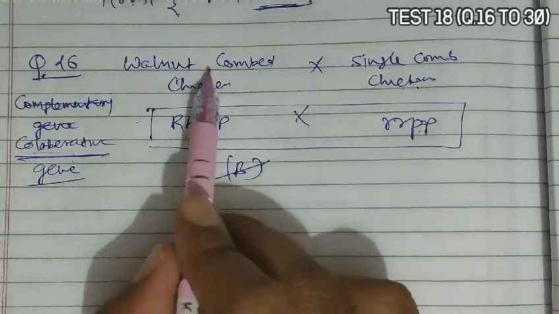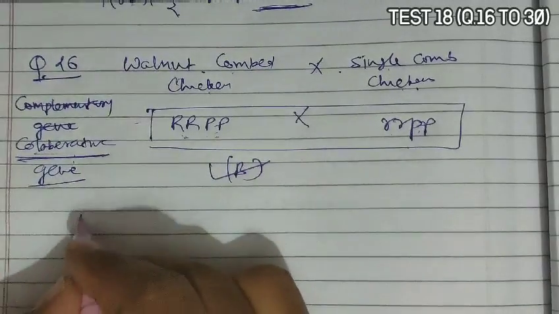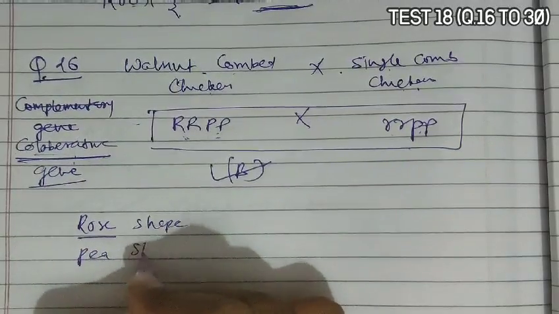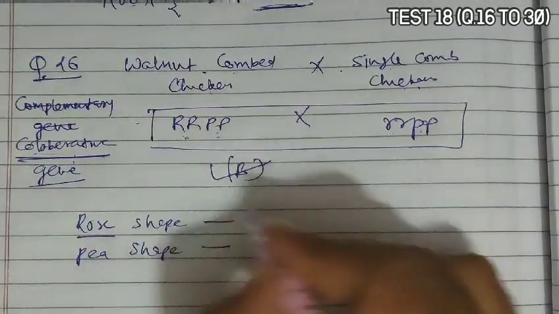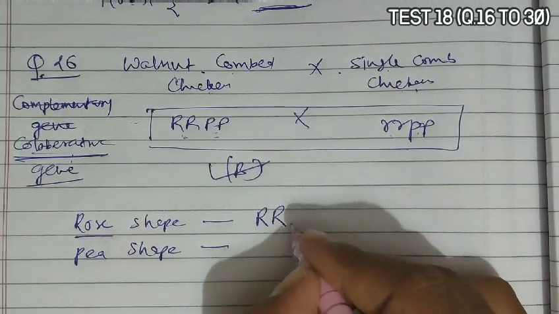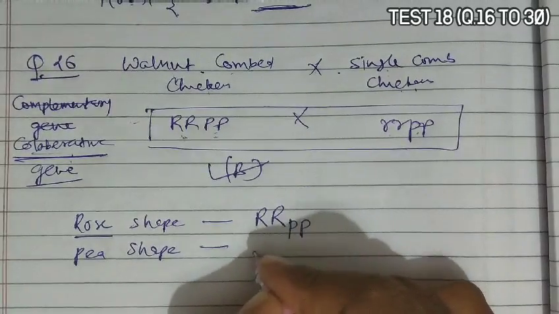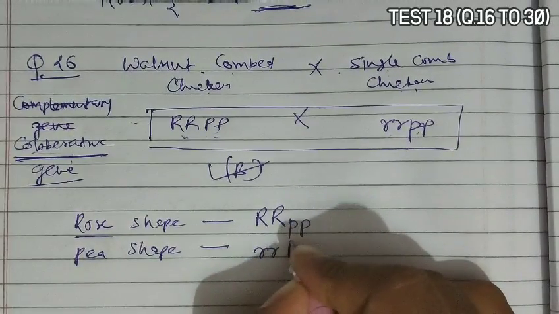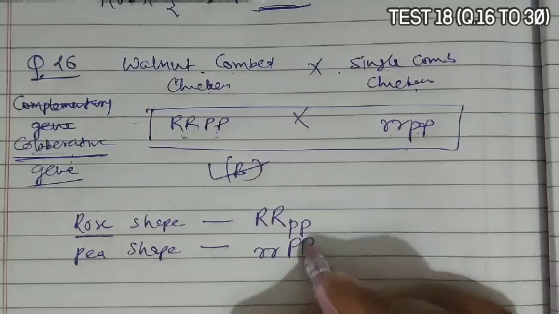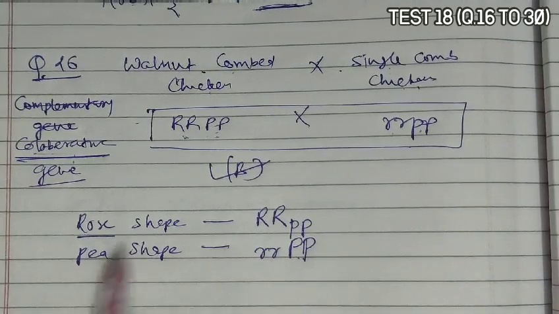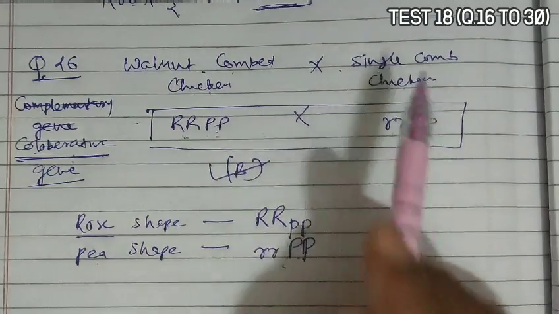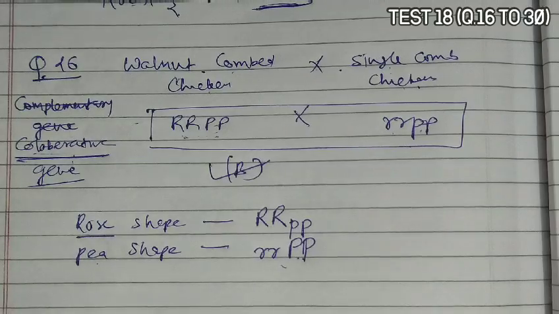But in collaborative gene interaction, apart from these two, rose shape and pea shape, two more types of comb are obtained. If rose comb, the genotype is capital R with small p, small p. If pea shape, then small r, small r, capital P. When R is dominant, rose is obtained. When both are dominant, walnut is obtained, and when both are recessive, the single comb chicken is obtained.